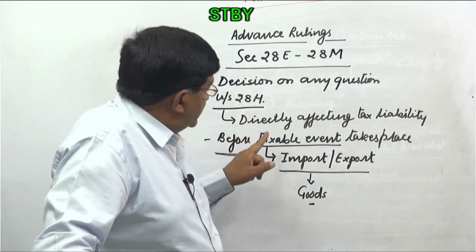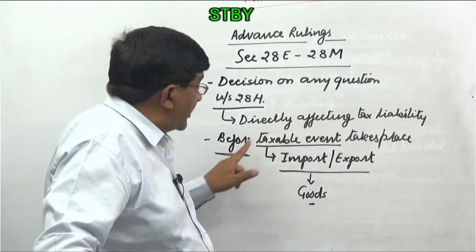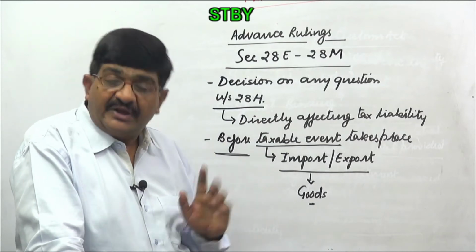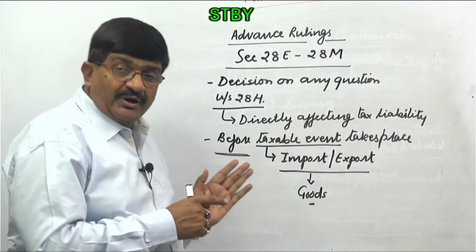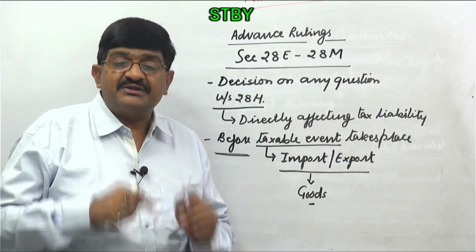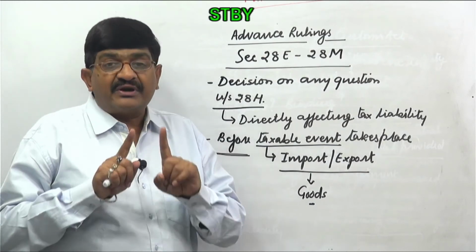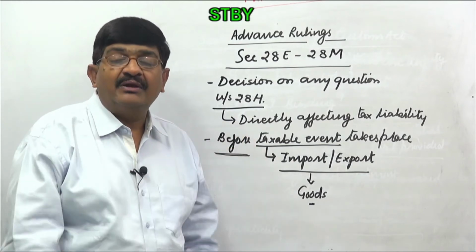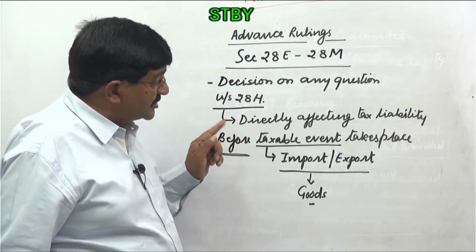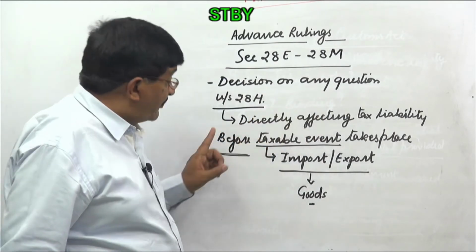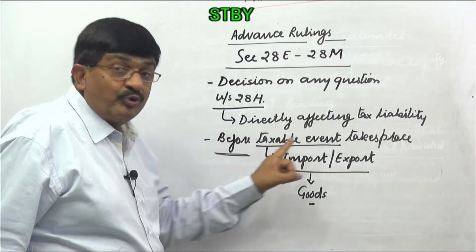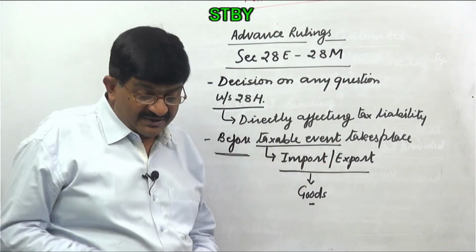So when that advance ruling is obtained before importation exportation, this advance ruling is having binding effect on the authority. He cannot go against this. So the applicant is sure that this is going to be the tax liability, and the adjudicating authority is sure that this is the final decision in the given situation. So reason for further litigation can be avoided by going through the advance ruling process. But advance ruling is only and only on questions which are directly affecting the tax liability before import and export of the goods. Doesn't apply to services, doesn't apply after the import export has taken place. Okay, understand that.